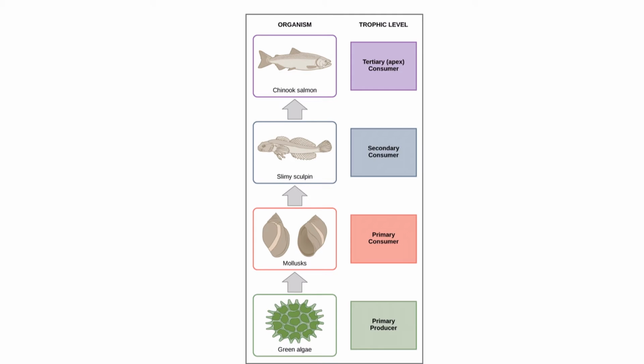So this is an example of trophic levels. Make sure you check the supplementary readings for more details about this. We've got primary producers at the bottom of the trophic structure. These are the autotrophic organisms. Primary consumers eat primary producers. Secondary consumers eat primary consumers. And tertiary consumers eat secondary consumers.